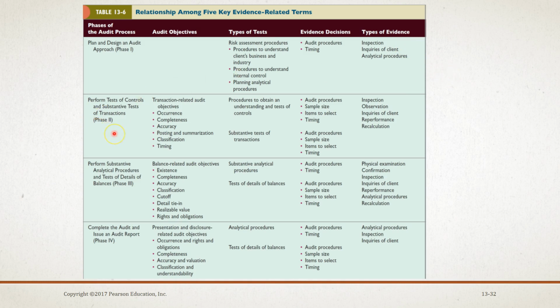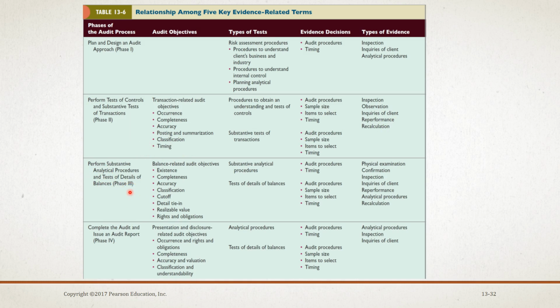In the second phase, performing test of controls and substantive tests, what are the transactions that we're looking to accomplish? Occurrence, completeness, classification, to name a few. What type of test do we want to do? Well, I want to do some substantive tests. Audit procedures, sample size, items to select, and timing. The type of evidence: inspection, observation, inquiries of the client, reperformance, and recalculation.